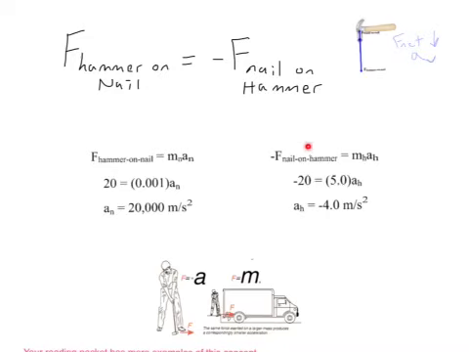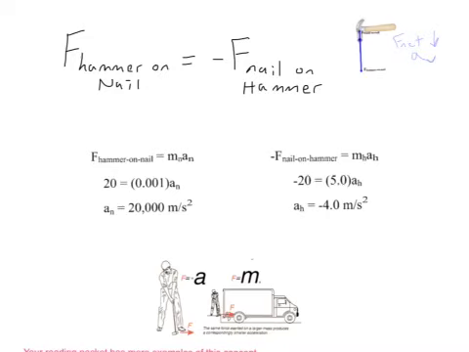On the other side, we've got the force of the nail on the hammer. Well, with this much greater mass relative to the mass of the nail, the hammer experiences a much smaller acceleration in the opposite direction. So as we can see from this, the acceleration of the nail is 5,000 times greater than the acceleration of the hammer.